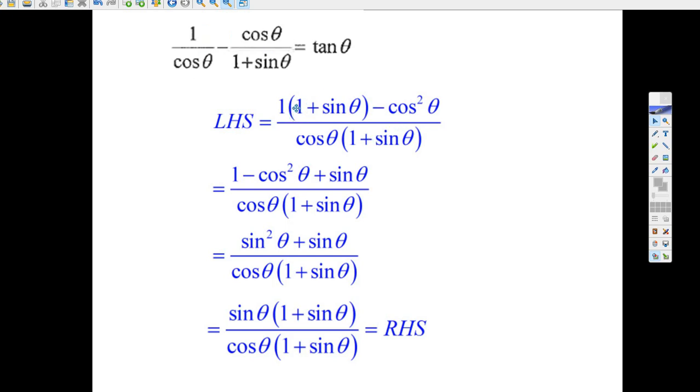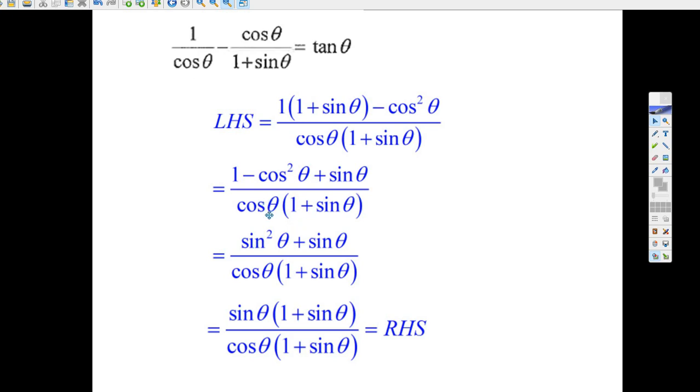Now I multiplied this out. 1 times 1 is 1. 1 times sine is sine. I put it on the end though, because 1 minus cos squared is sine squared. That's one of the first grade 11 ones we learned: sine squared plus cos squared equals 1. So 1 minus cos squared is sine squared.